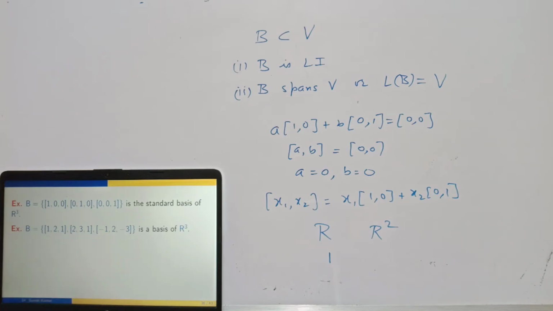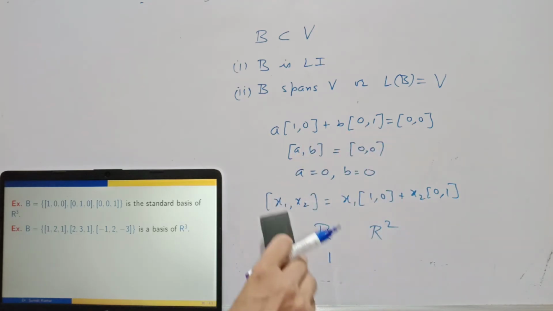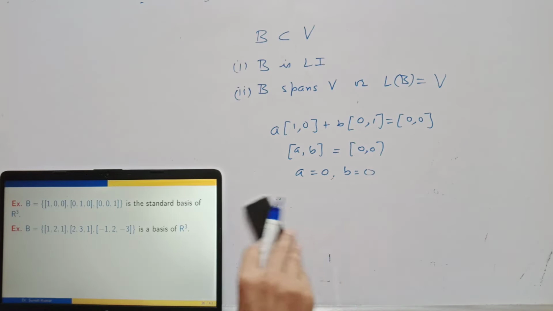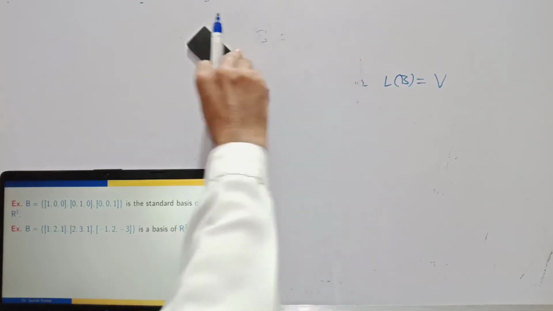B equal to this set is a basis of R3. Of course, it is not standard basis. Standard basis is shown above. How to prove that it is basis? First thing, you will show that this set is linearly independent. Means the three vectors are linearly independent. How to show that? a times first vector plus b times second vector plus c times third vector. Put that combination equal to 0. After that, you will have homogeneous system of three equations. Solve that. If you get all the scalars 0 only, the vectors are linearly independent. You will get linearly independent vectors in this case.